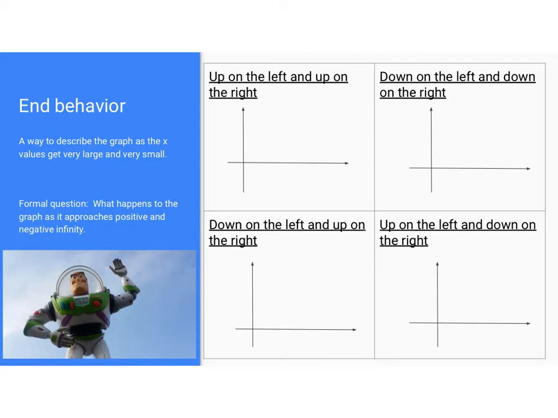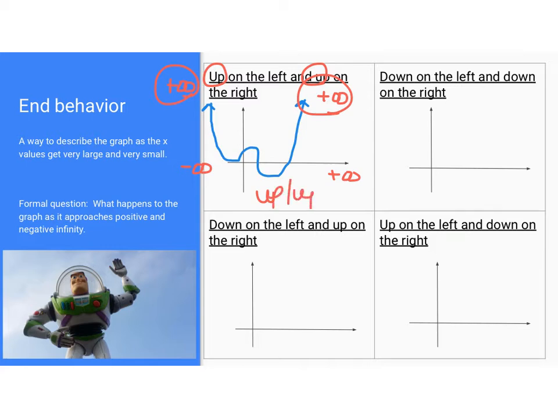The first way that we can describe the graph is up on the left and up on the right. That means we're starting up on the left, we're going to do something funky in the middle, and then we're going to end up on the right. It doesn't matter what's happening to the graph in the middle. We only care about what is happening to the graph as we are approaching negative infinity in the x direction, we see that those y's are approaching positive infinity. As we approach x in the positive infinity direction, those y values are approaching positive infinity. That's positive infinity, positive infinity. That's where we get the up, up. So we can shorten that by just saying up, up.